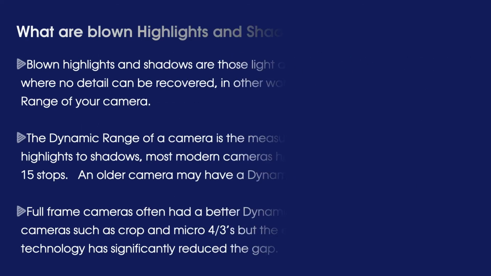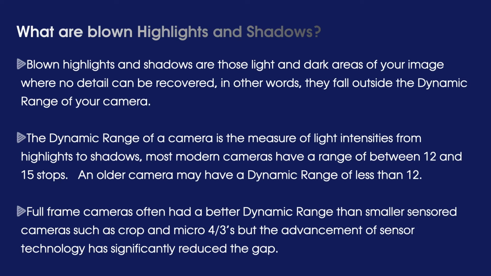What are blown highlights and shadows? Blown highlights and shadows are those light and dark areas of your image where no detail can be recovered. In other words, they fall outside the dynamic range of your camera. The dynamic range of a camera is the measure of light intensities from highlights to shadows.